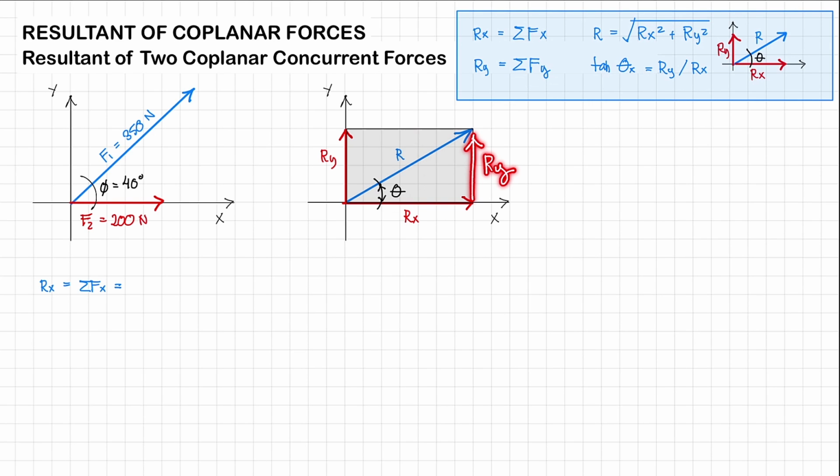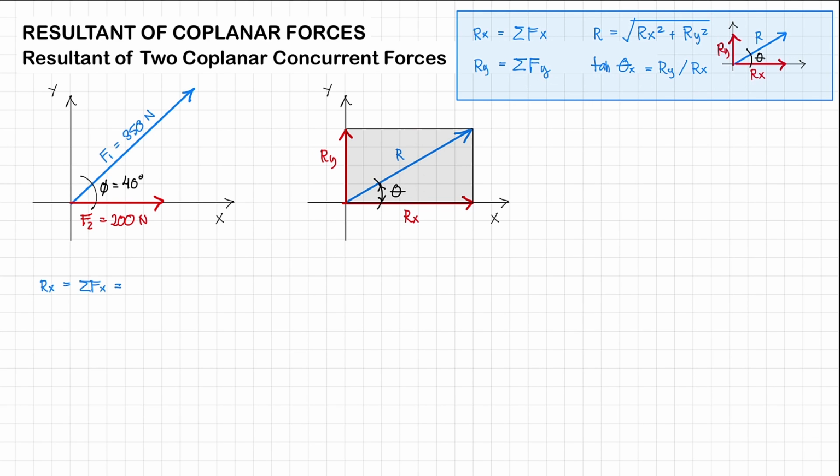So our resultant R is going to be equal to the square root of Rx squared plus Ry squared. And then if we want to solve for angle theta right here, we will be using tangent. So to solve for angle theta, it will be just tangent theta is equal to Ry over Rx, right? So that's basically what we will be using for the analytical method.